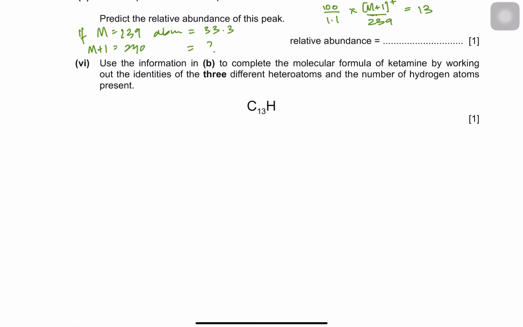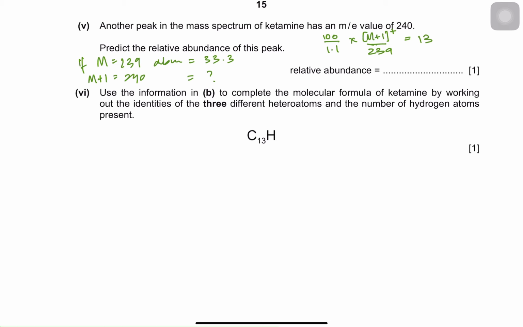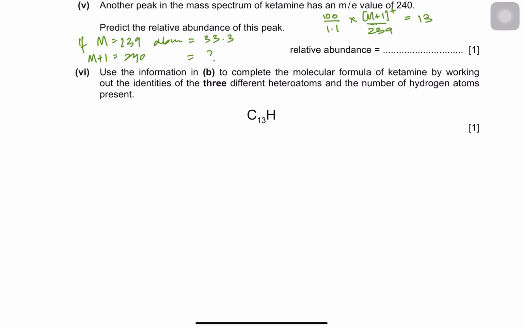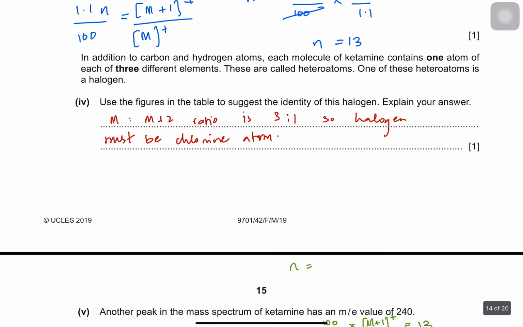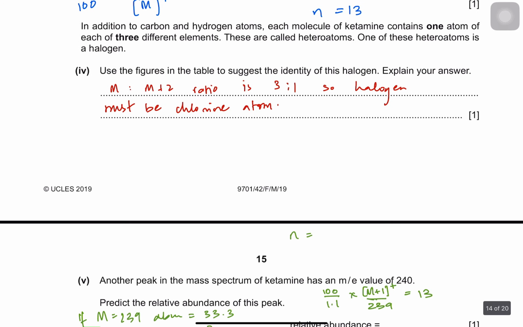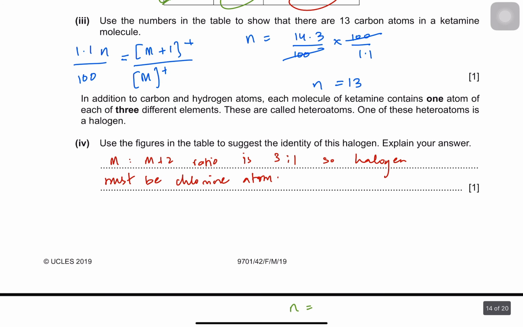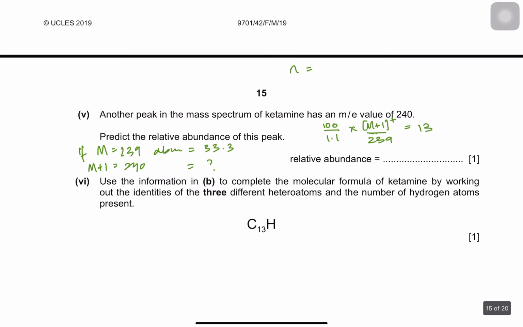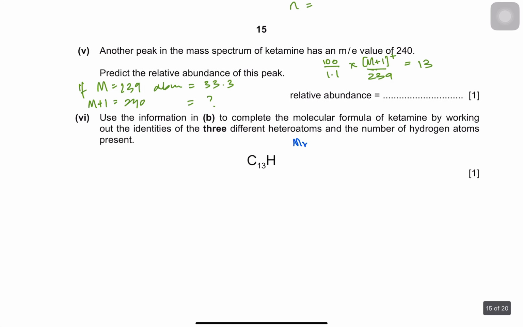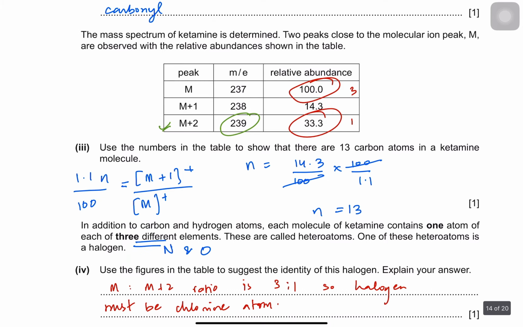Use the information in part B to complete the molecular formula of ketamine by working out the identities of the 3 different heteroatoms and the number of hydrogen atoms present. So we know it's a halogen atom for sure. The other heteroatoms are nitrogen and oxygen. They can be present. So moving on, the molecular mass, the M peak tells us it's 237.